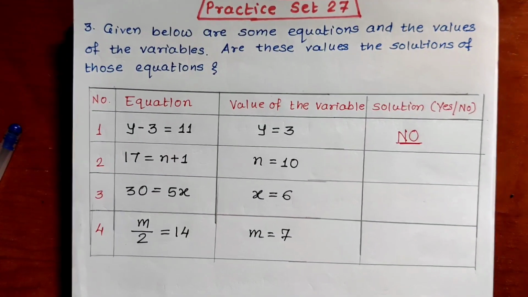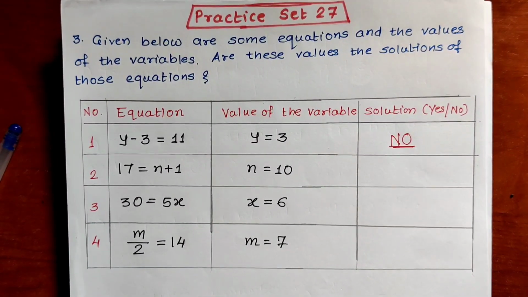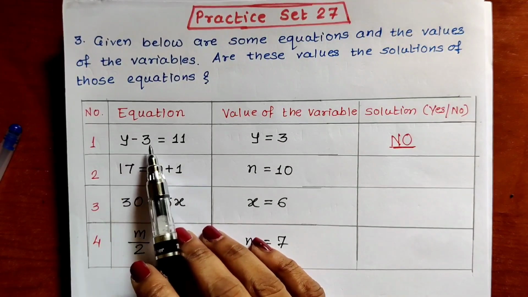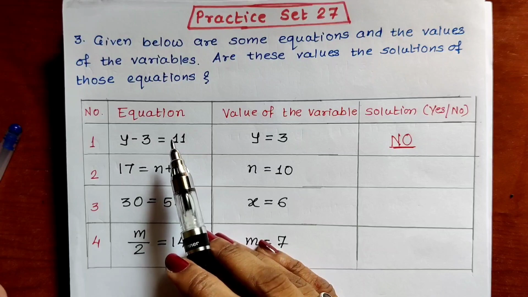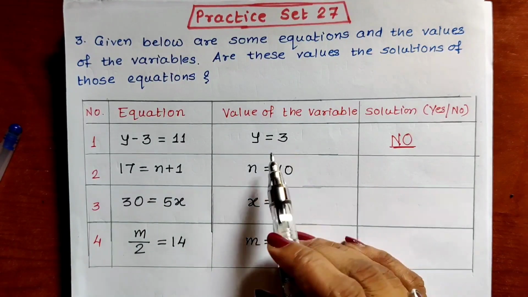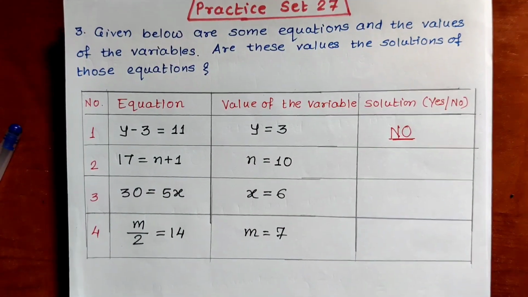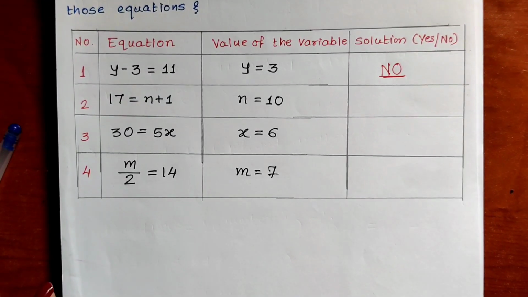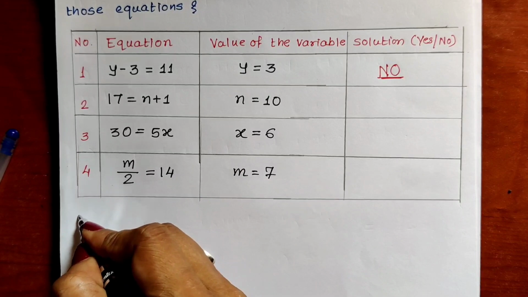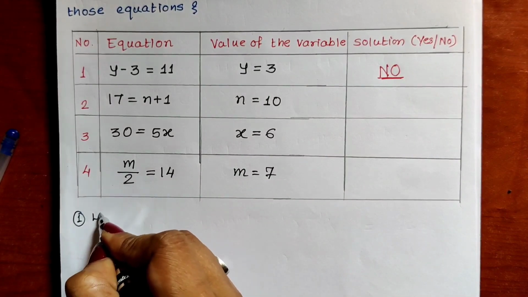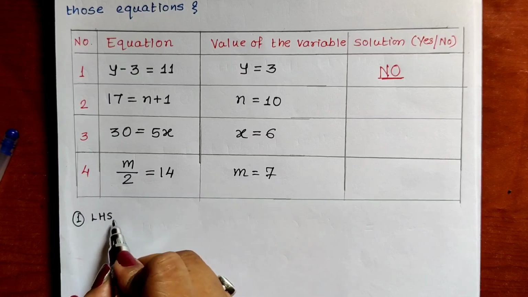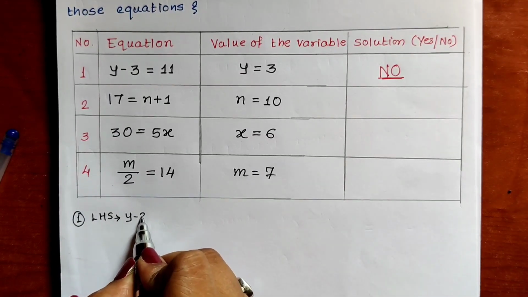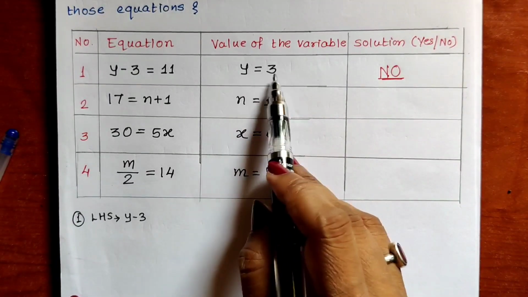I have written the table as it is on my page, as you all can see. The first equation is y minus 3 = 11. So in y minus 3, the left hand side is the variable side and the variable value given is 3. So what I do is write the left hand side for the first equation. LHS means left hand side. What is the left hand side? y minus 3.